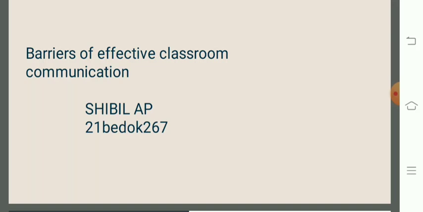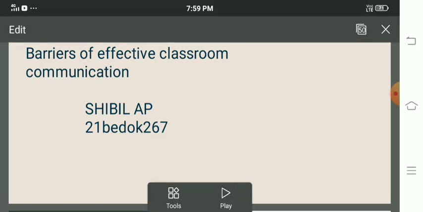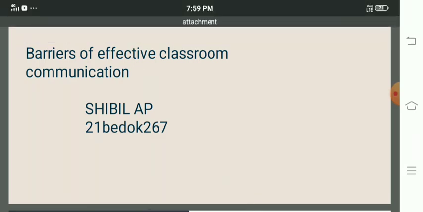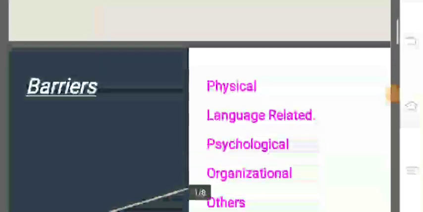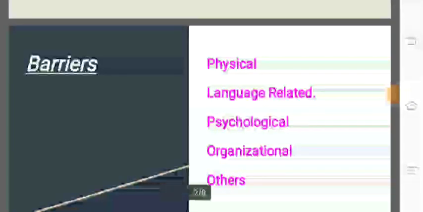Classroom communication means the communication that takes place in the class, that is, communication between the teacher and the students. The teacher is the sender and the students are the receivers, and the material or the content is being taught by the teacher. So let's discuss what are the various barriers of effective classroom communication.